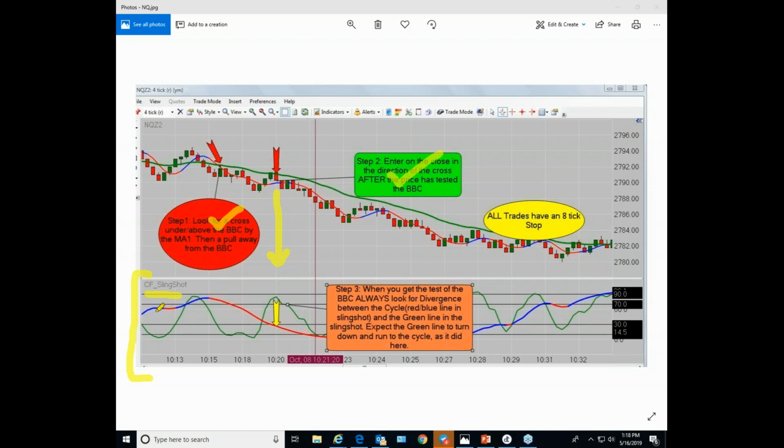Now, buzzwords here. The red and blue line is referred to as the cycle. And the green line, well, it's the green line, nothing fancy about it. But here's why it's important. This cycle, we talked about everything being the same color, right? It's red. So we should get excited about that, because not only do we have a bearish cross and a down close, but we also have a cycle that's red.